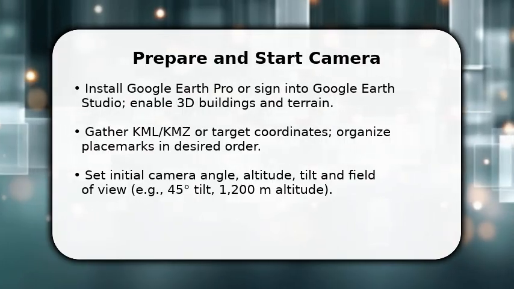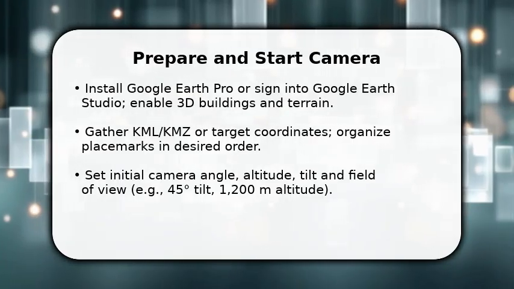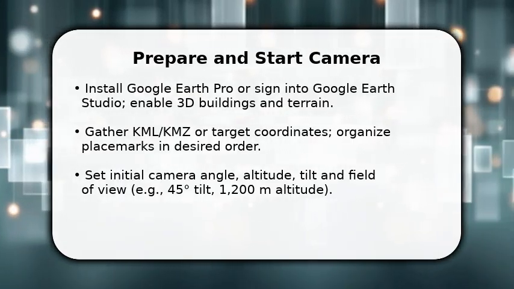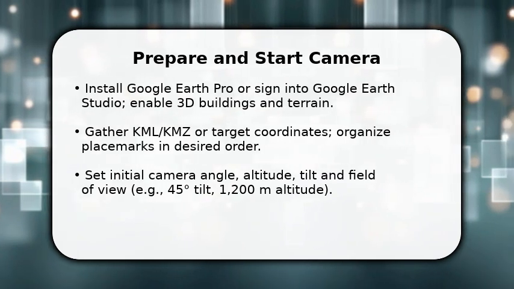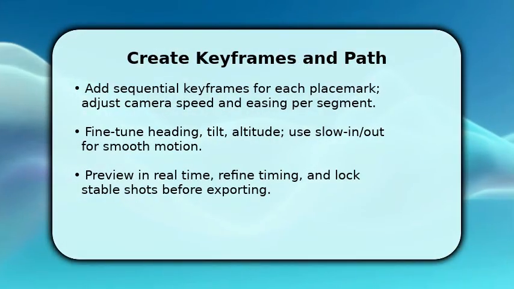Now set your initial camera. Choose altitude, tilt, and field of view. For example, 200 meters and a 45 degrees tilt, to frame the first scene tightly before you record or add keyframes. Next, you build the motion.